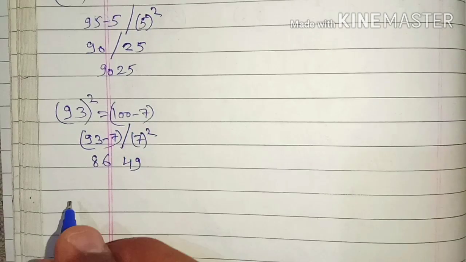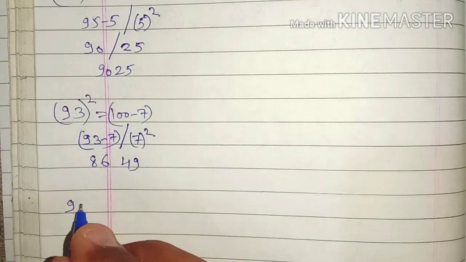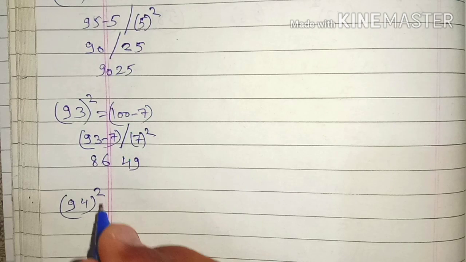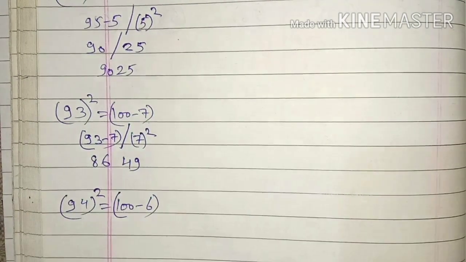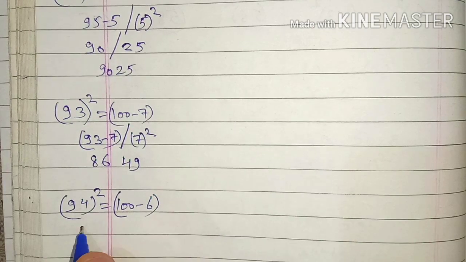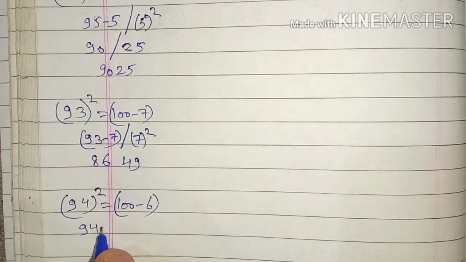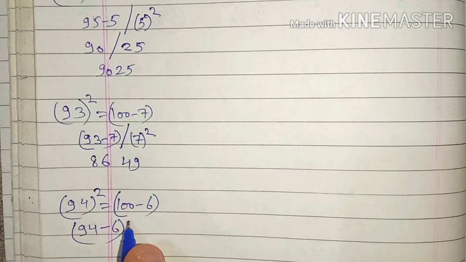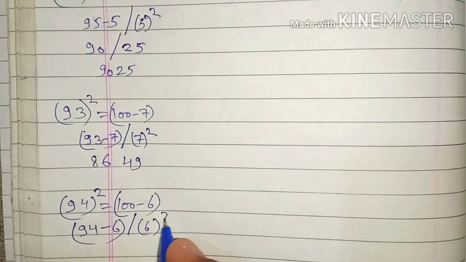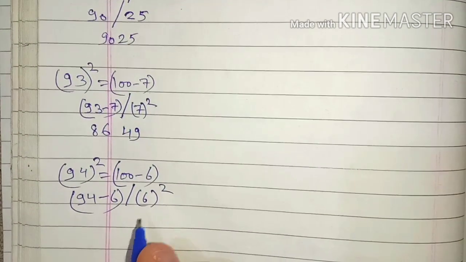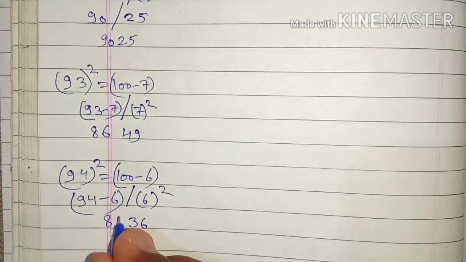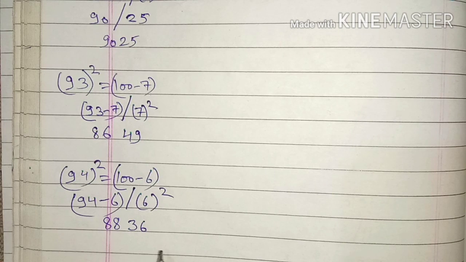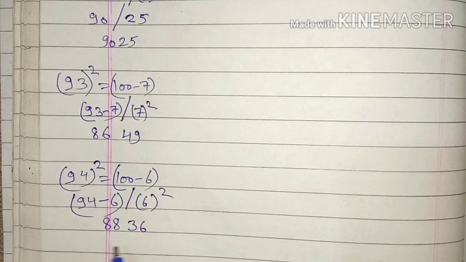Take one more example. Square of 94. We can write 100 minus 6. On the left side 94 minus 6 and on the right the square of 6. Square of 6 is 36. 94 minus 6 becomes 88. 8836 will be the square of 94.